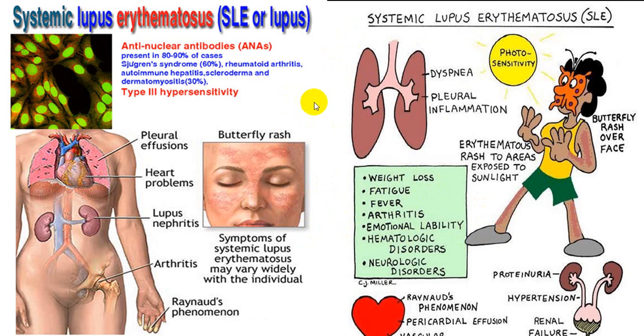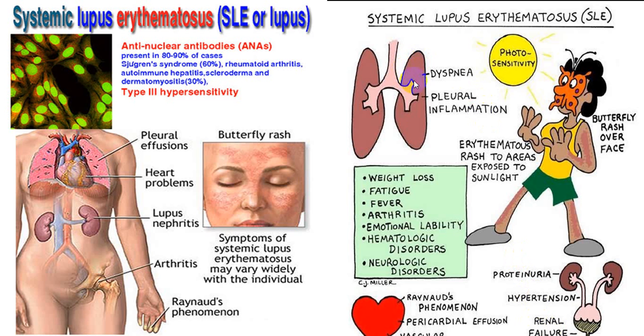So secondary to all those involvement: typical butterfly rash, pleural effusion, pericarditis, lupus nephritis, arthritis, Raynaud's phenomena. Common features like weight loss, fatigue, fever, arthritis, emotional lability, hemolytic anemia, thrombocytopenia, leukopenia, neurological disorders, Raynaud's phenomena, pericardial effusion, kidney involvement will produce proteinuria, hypertension, renal failure.